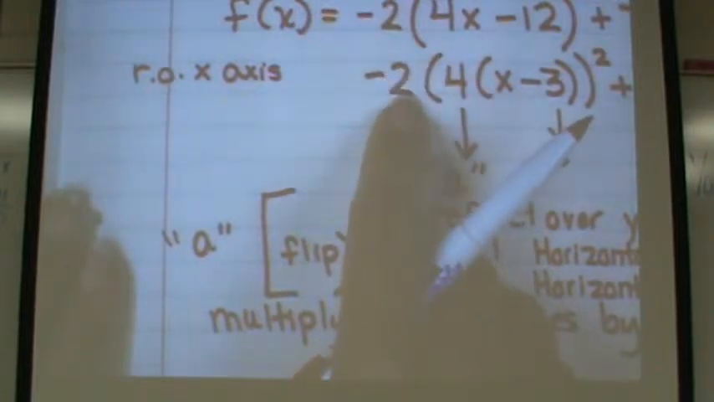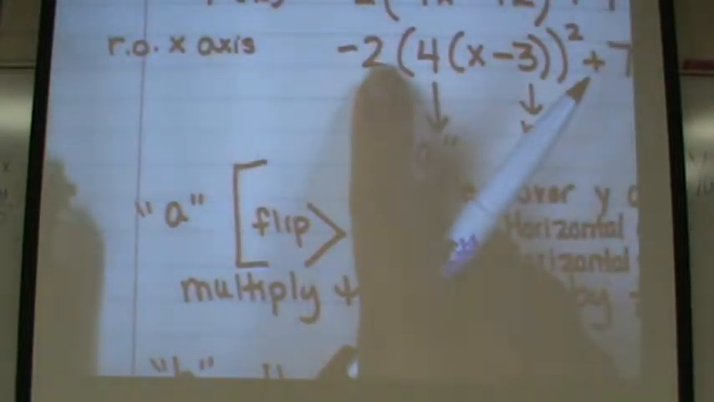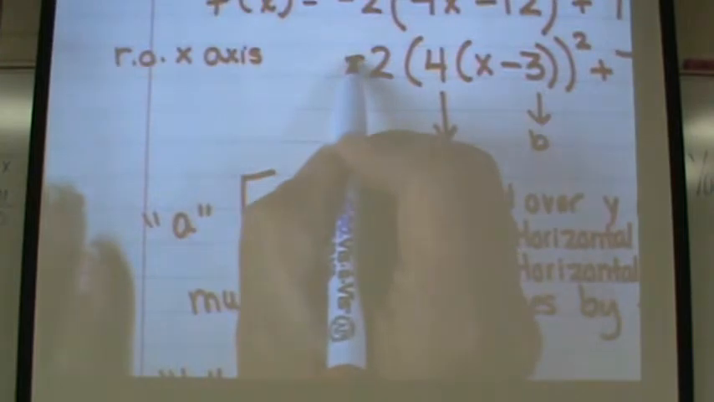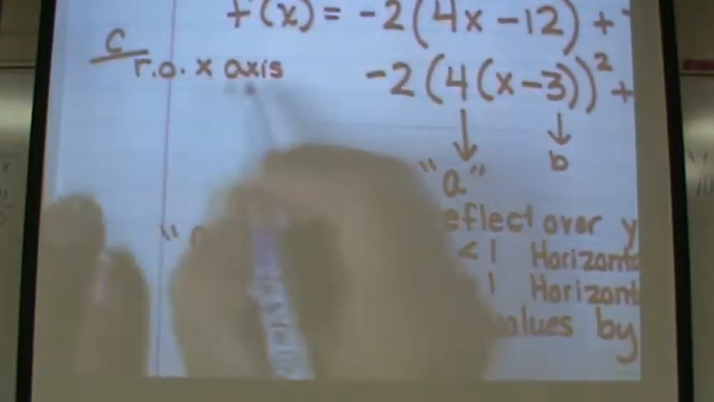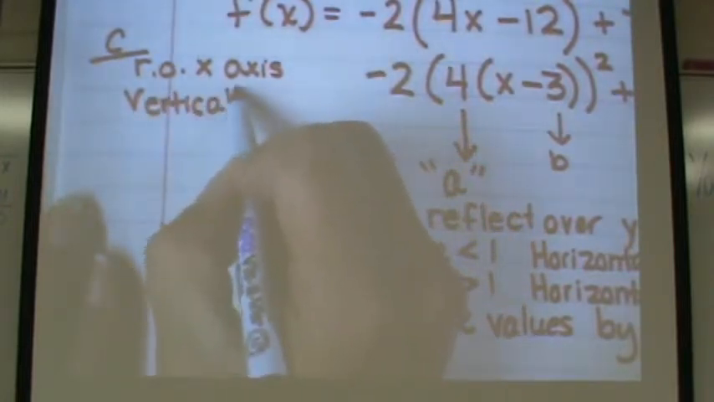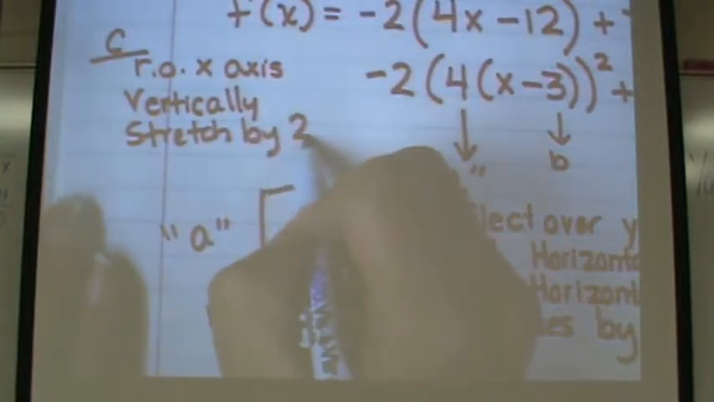Now this number is going to vertically stretch or compress your graph. This one horizontally stretches or compresses it. This vertically stretches and compresses it. So if the C value is greater than 1, it's going to vertically stretch it. If it's less than 1, it's going to vertically compress it. So this is a reflection over the x-axis, this is your C value. Reflection over the x-axis, and this is going to vertically stretch by a factor of 2.